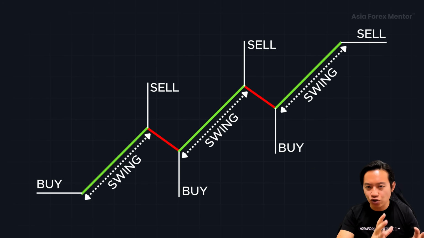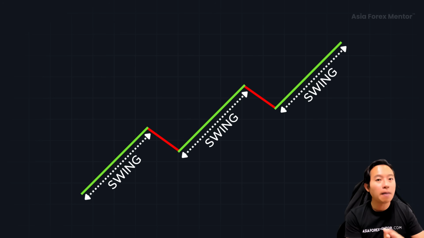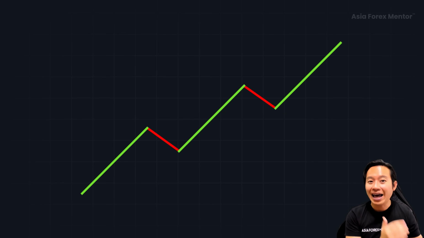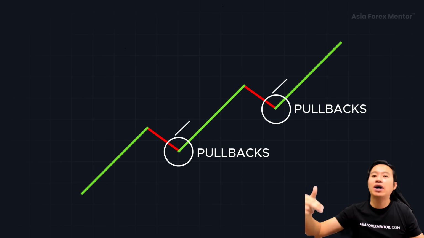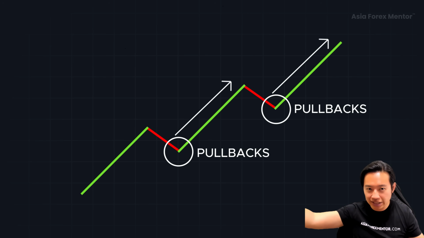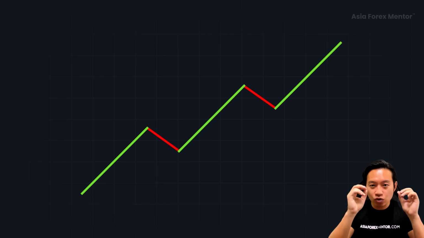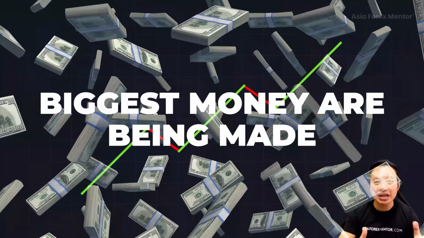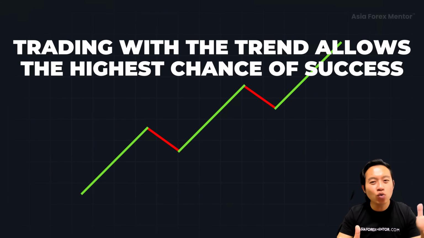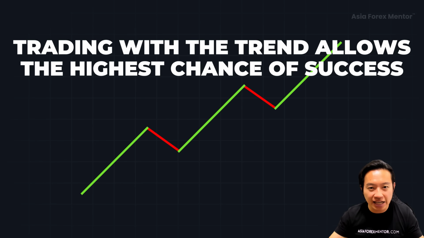As a swing trader, you capture all these swings that are in line with the prevailing trend. You want to enter during the pullbacks or the consolidation and ride the next movement upwards. So trading in the direction of the trend, the trend is your friend. This is where the biggest money is being made. Trading with the trend allows you the highest chances of success.